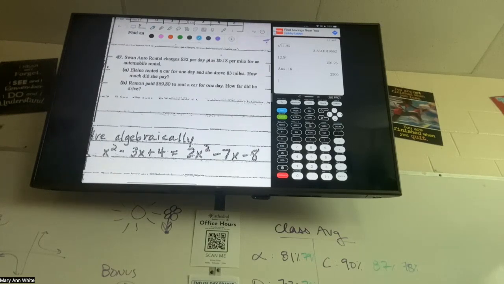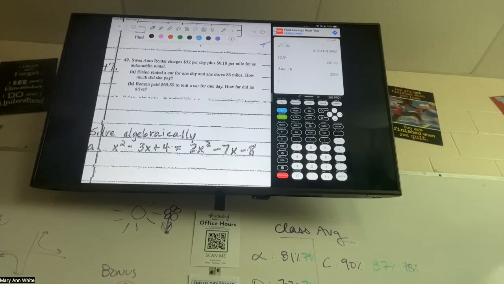Skip 23 again, we're gonna do number 47. It says Swan Auto Rental charges $32 per day plus 18 cents per mile for an automobile rental. First one, Elaine rented a car for 1 day, she drove 83 miles, how much did she pay? I've got a couple of pers here, per day and per mile. In both of these examples though, they only rented it for 1 day. So you can think of that 32 per day as just a flat rate. They have to pay that 32, okay? Let's write an equation from this.